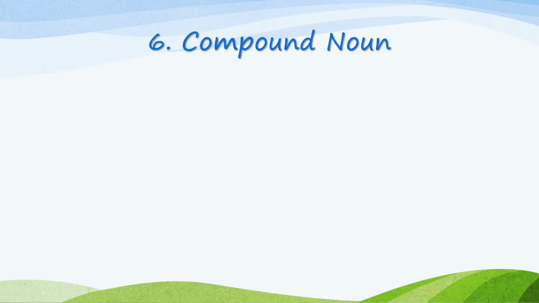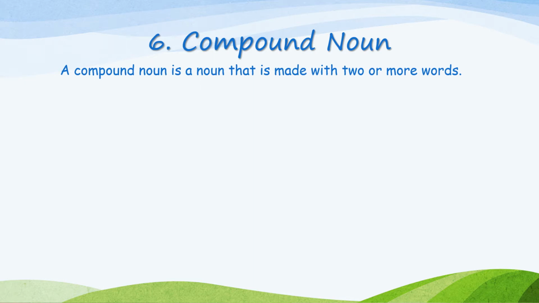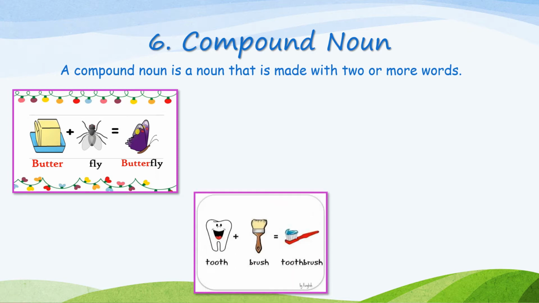Number 6, compound noun. Compound noun is a noun that is made with two or more words. Okay, let's have some examples. The word butter and the word fly. Here, the combination between them, okay, will give us the new word butterfly. We can see that the first word has a meaning, the second has a different meaning, and of course the third word butterfly has a third different meaning.